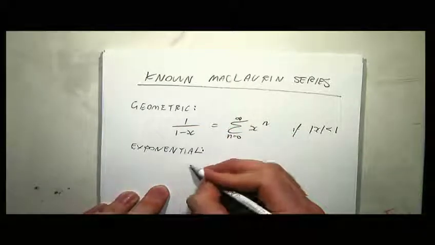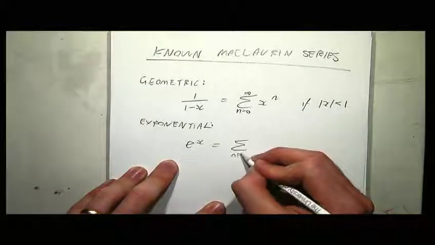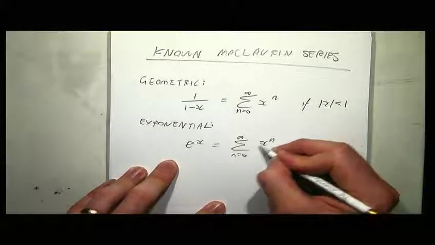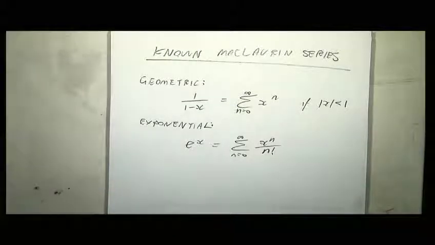Your exponential series. So e to the x is the sum from n equals 0 to infinity of x to the n over n factorial. No matter what x is, it converges for all possible x. So the radius of convergence is infinity. And that's the reason why my t-shirt works.